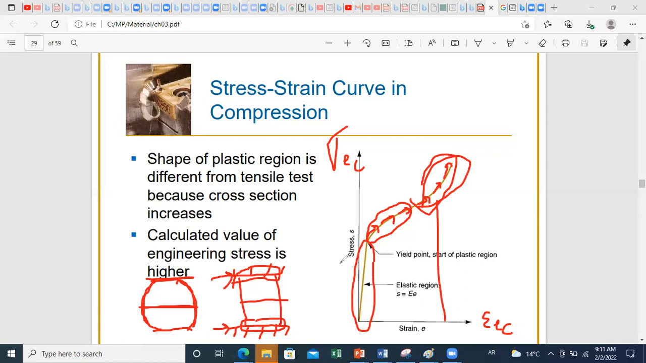We said that in case of a tensile test, the failure mode is mainly because of necking. So you start to have necking, and at the end you will have fracture of your specimen. Okay. Now, in case of compression, failure can be defined in several ways depending on the material.